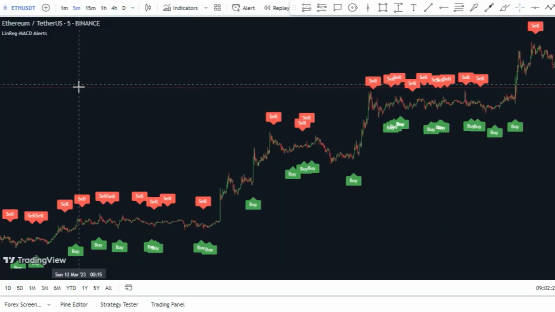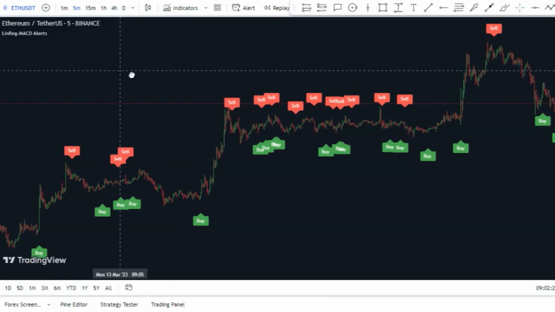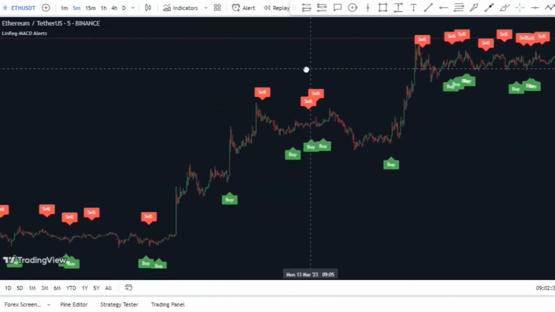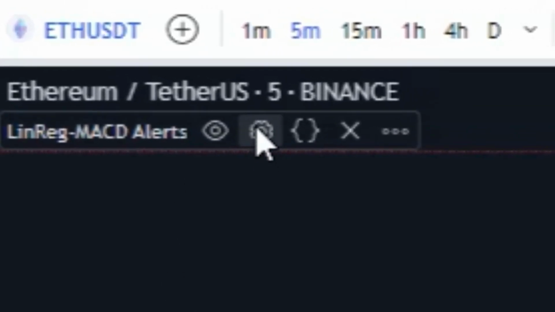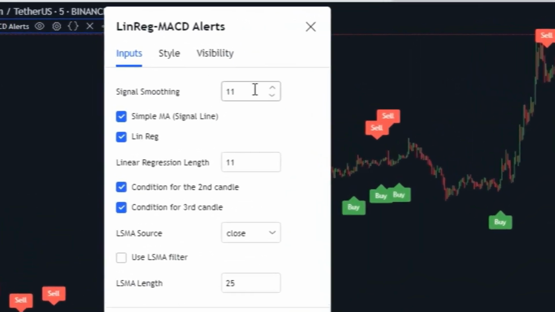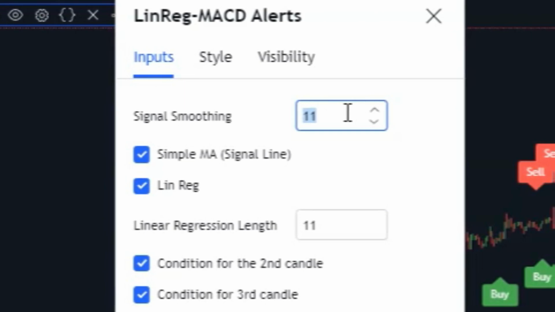To optimize this indicator and make money through trading, you'll need to adjust its settings. So head over to its settings and in the Inputs tab, set the signal smoothing to 20. And then change the linear regression length to 6.